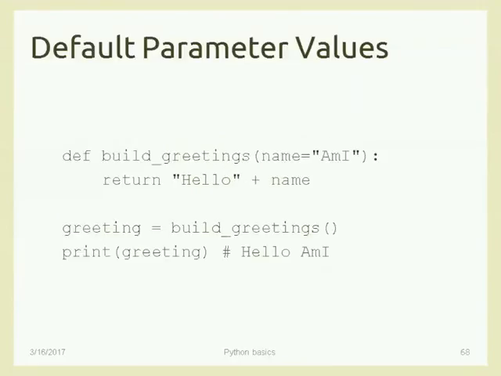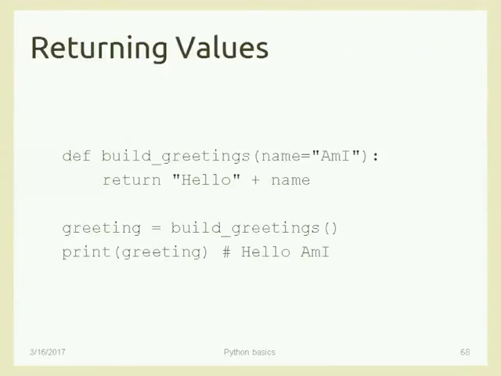You can also return a value from a function with the return keyword. In this case, it will return hello plus a name. You don't want to print inside the function, you want to print outside. So we call this build greetings function, that will return hello plus the name with a default parameter, and then we can print greetings, or we can do whatever we want with greetings.